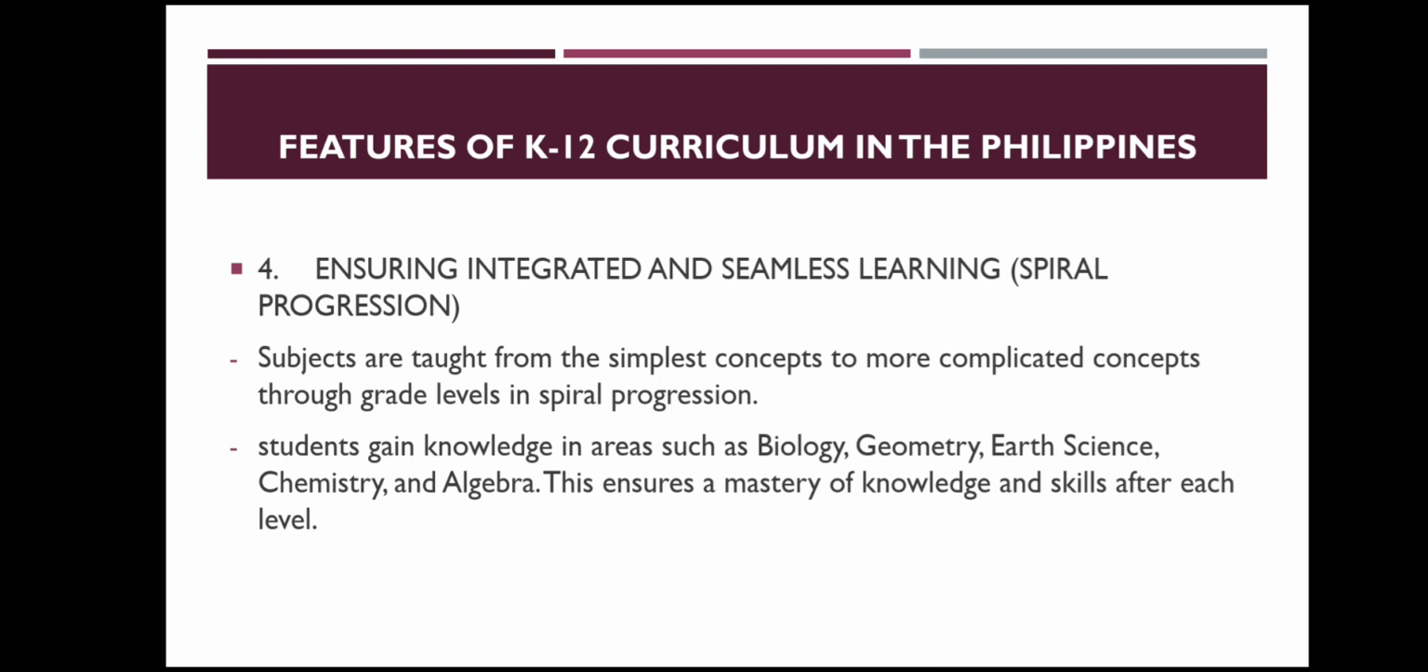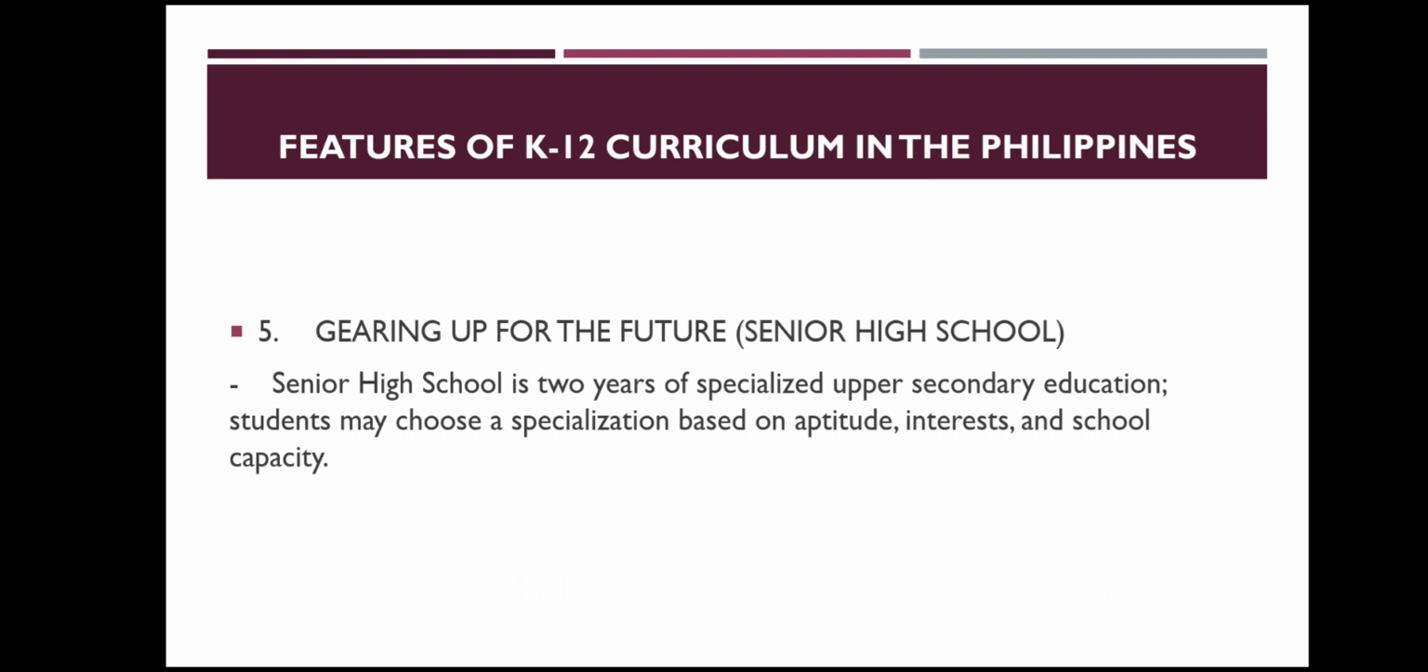And then number four, ensuring integrated and seamless learning. So this is the spiral progression that we're talking about. So the subjects are taught from the simplest concepts to more complex or complicated through the grade levels in a spiral program. So they start from the easiest one up to the difficult subjects like biology, geometry, earth science, chemistry, and algebra. So this is to ensure the mastery of knowledge and skills after each level.